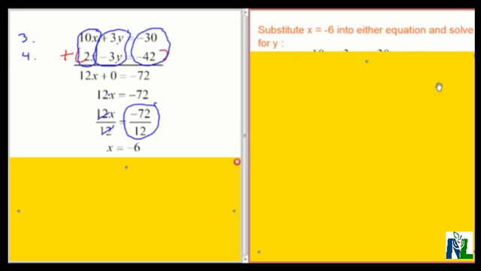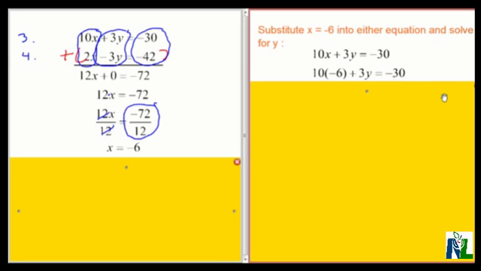Now I can substitute x equals -6 into either equation and solve for y. I'm going to substitute x equals -6 into equation 3. 10x plus 3y equals -30. So where I see x, I'm going to substitute in -6. So I'll get 10 times -6 plus 3y equals -30. 10 times -6 is -60. So on the left-hand side, I'll have -60 plus 3y equals, on the right-hand side, -30.